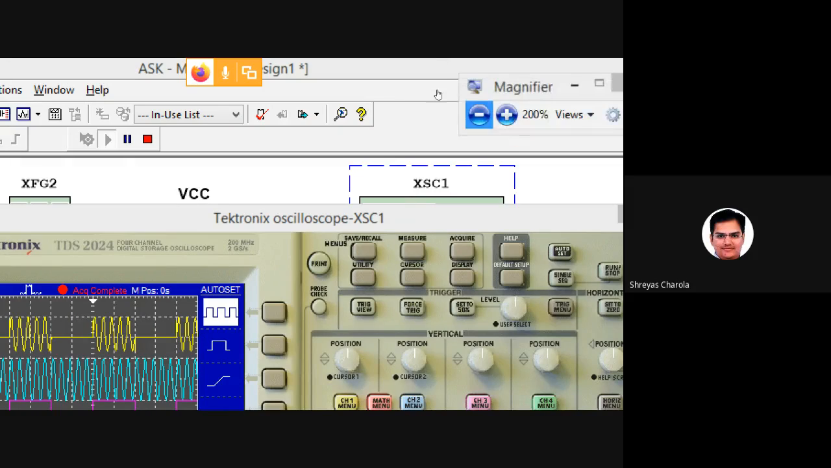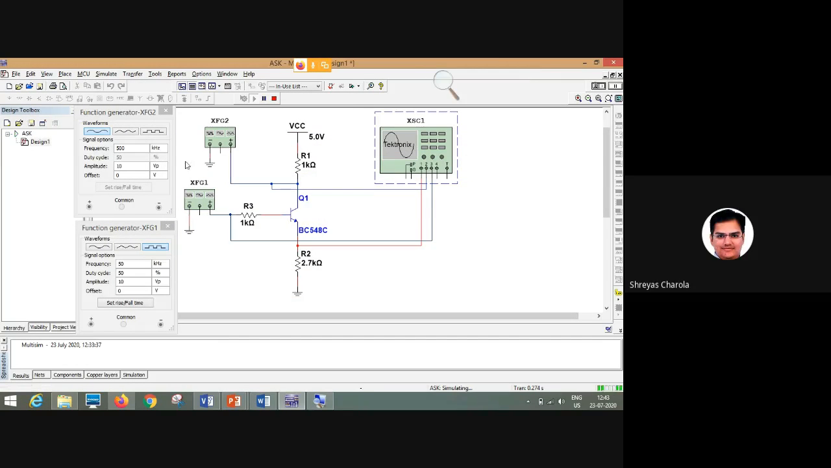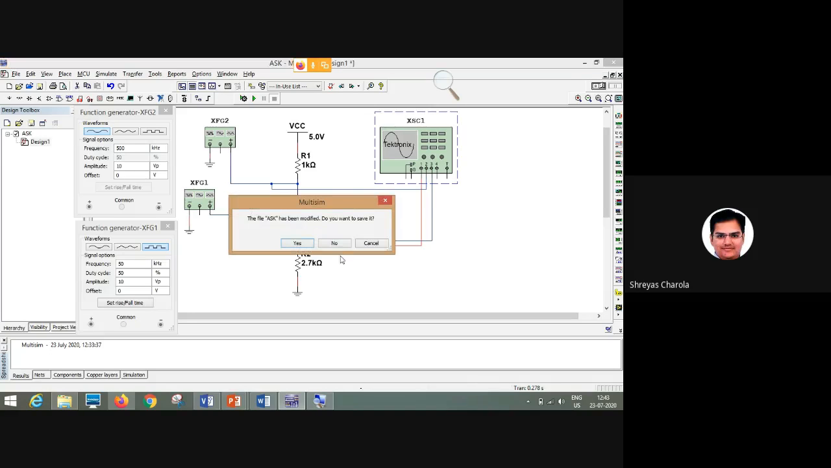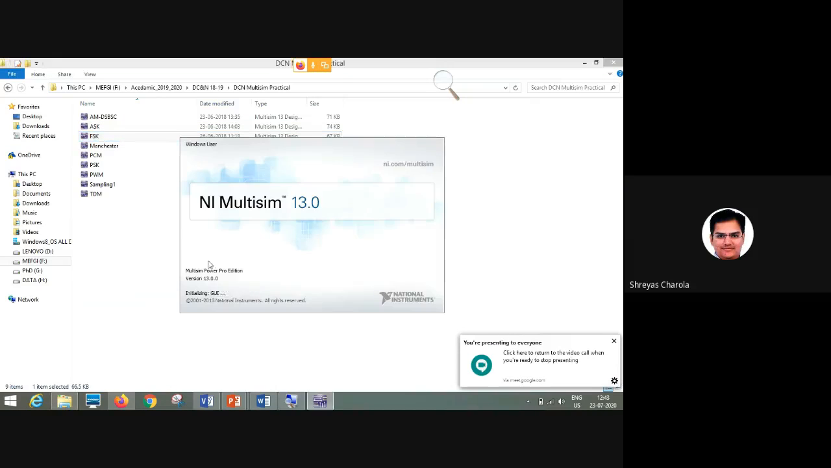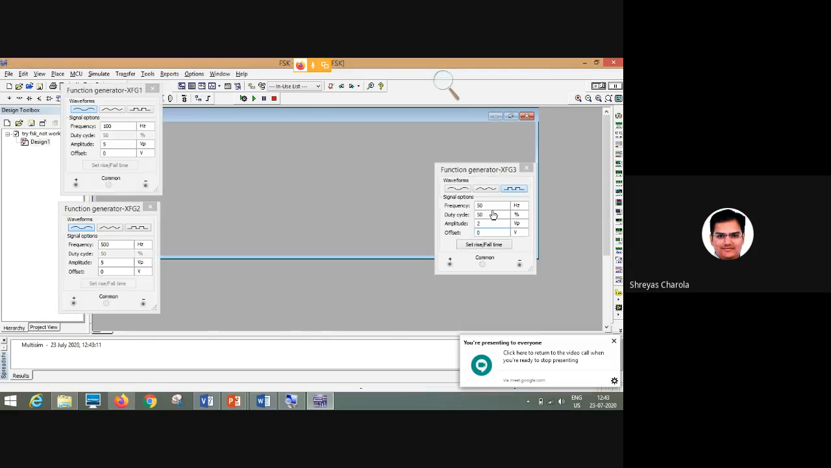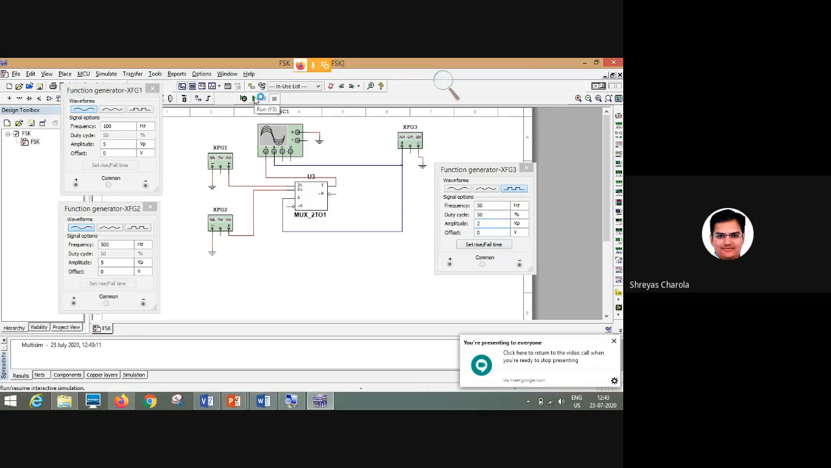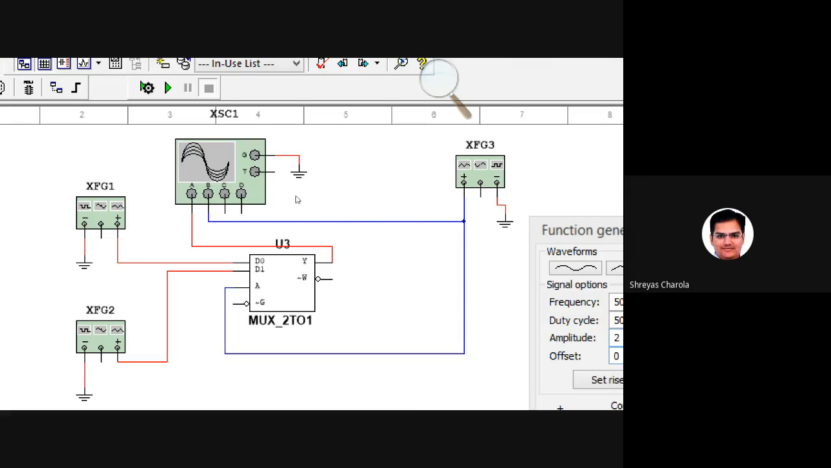Now, that was the circuit we had done for ASK. What happens in FSK? What I took over here is a multiplexer. Look at the circuit. This is a multiplexer.